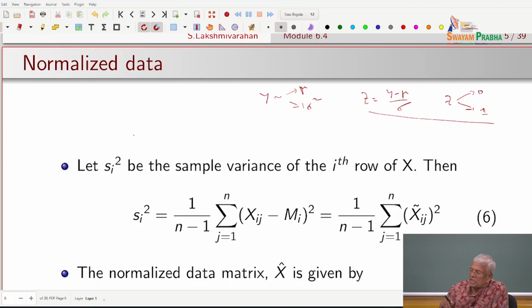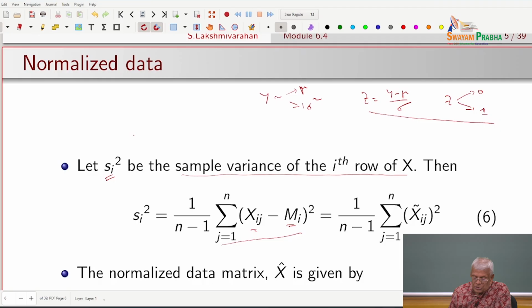There are other forms of normalization I already talked about. Here, I am going to use the normalization based on scaling by the standard deviation. To get the standard deviation, I need to know the variance. I don't know the variance, I have to estimate. So nothing is known, but I know the average. So let Si square be the sample variance of the ith row of x. The ith row has n elements. Mi is the average of the ith row. Xij is the jth element of the ith row. Xij minus mi square, this is the sum of the squares over the j items.